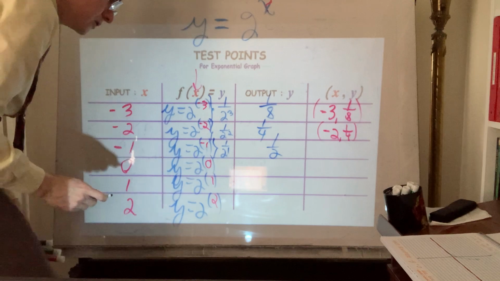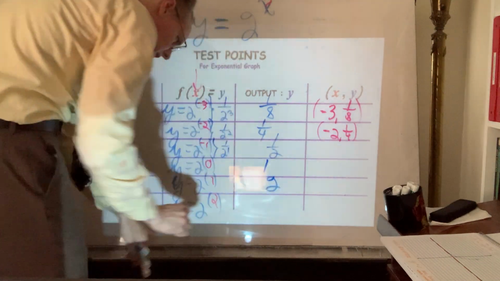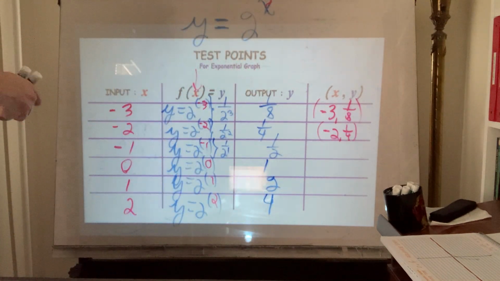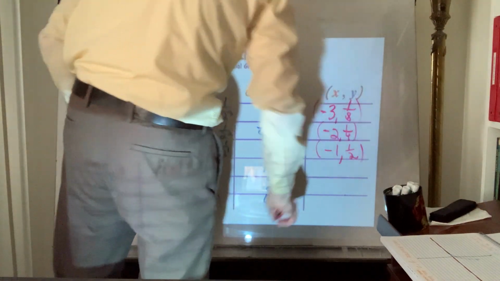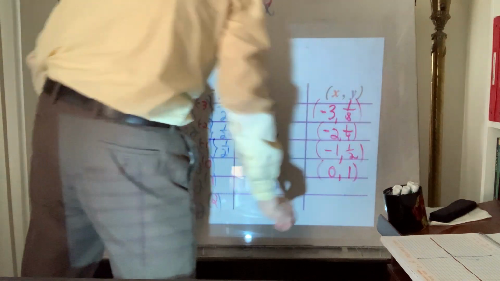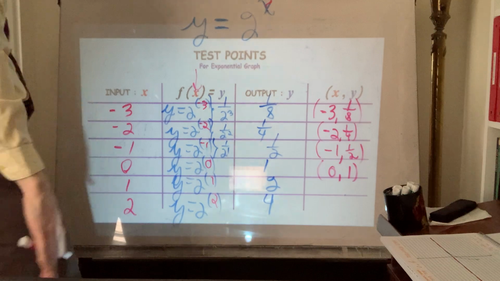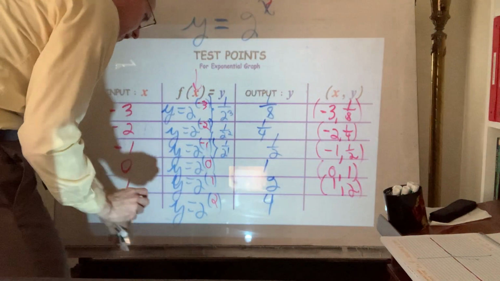2 to the 0 is just 1. 2 to the first is just 2. And 2 squared is just 4. All right, which means that to round it off here, at -1 you'd go up to 0.5, halfway. At 0, you'd be at the y-intercept of 1, which is more or less the normal situation. And then at 1, you'd be at 2, and at 2, you'd be at 4.